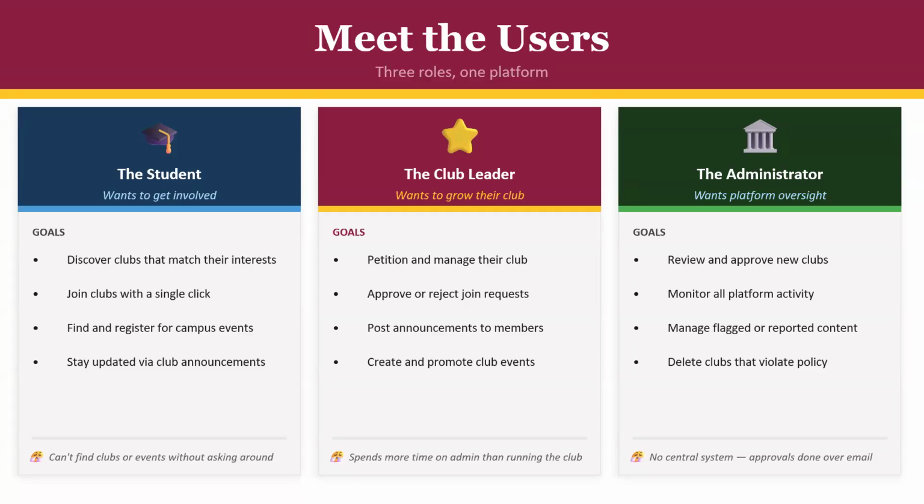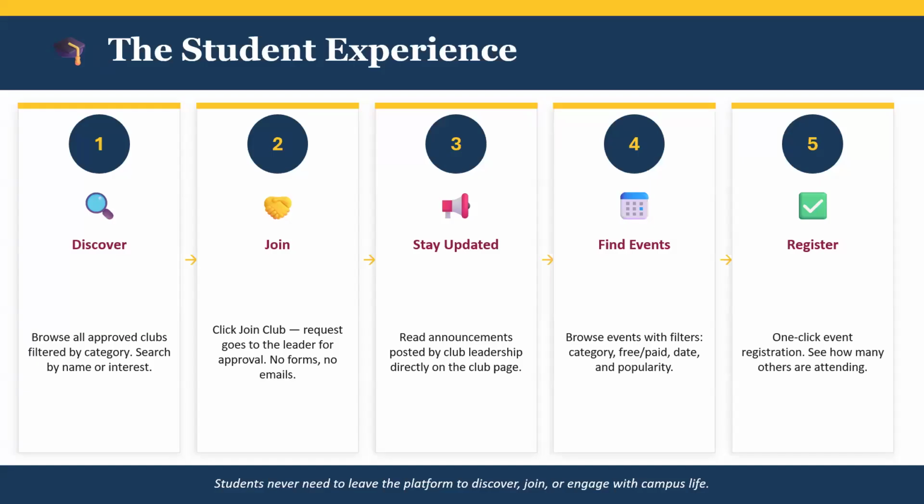They want to be able to petition and manage the club, approve and reject join requests, make announcements to members, and even create club events for students to be updated on and register for. And then the administrator needs oversight. They want a structured system instead of approval emails scattered across their inbox. They'll be able to review and approve new clubs, monitor all platform activity, manage flagged or reported content, and delete clubs that violate policy through the report feature that we have. And as you can see, even though we have one platform, we have a lot of different needs for the different kinds of users that we have.